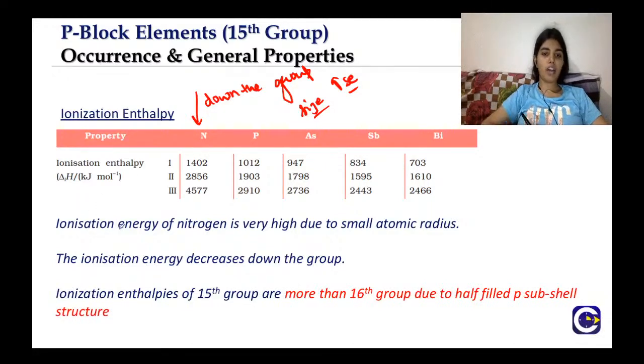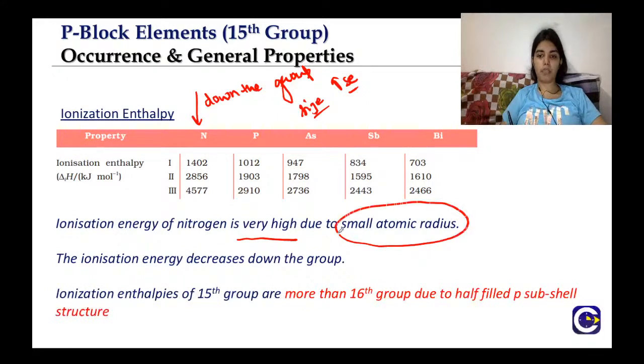So the ionization enthalpy of nitrogen is very high because of its small atomic radius. Because of this small atomic radius, the outer electrons are very much attracted towards the nucleus itself, and therefore it is very hard to ionize or knock out that particular electron from the nitrogen atom. This we have already done, why ionization energy decreases down the group.